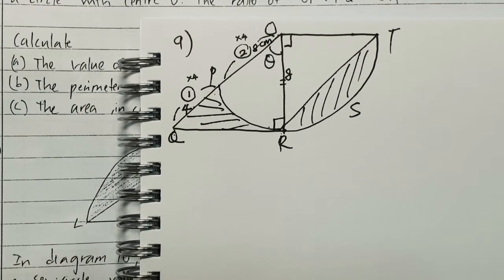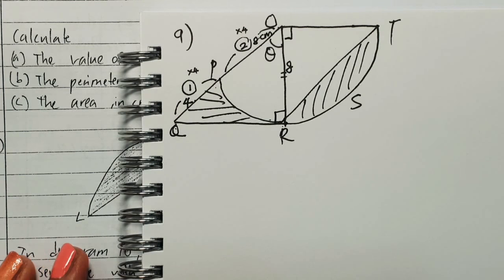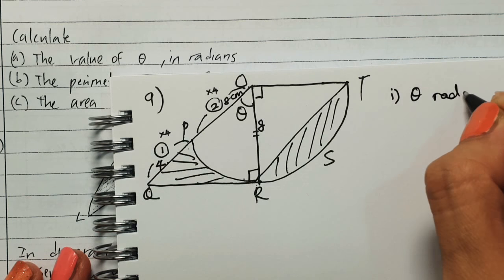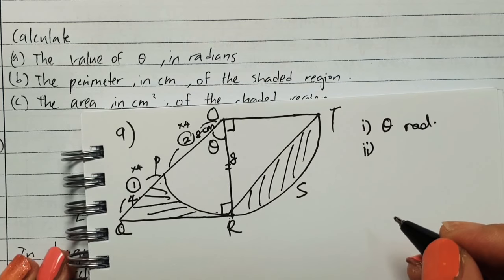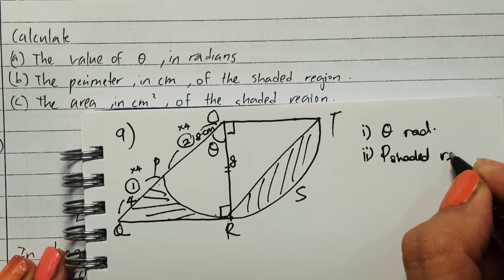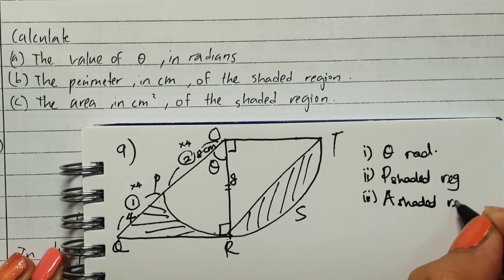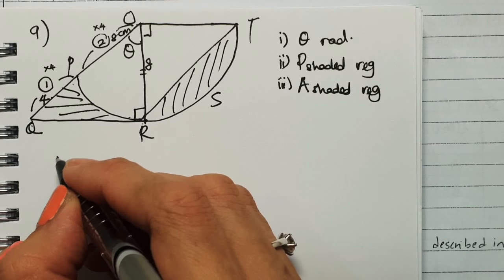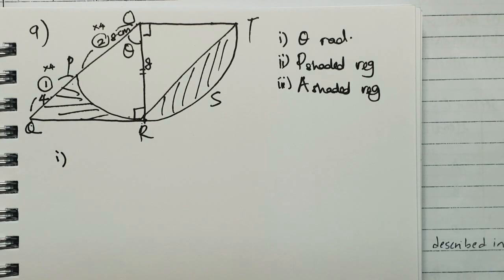Now we can calculate. What do we want? We need to find the value of theta in radian. First part, you need to find theta in radian. Second part, we need to find the perimeter of the shaded region. And then third part, we need to find the area of the shaded region. These are the 3 things we need to solve.